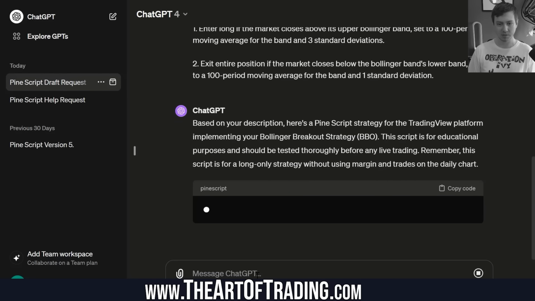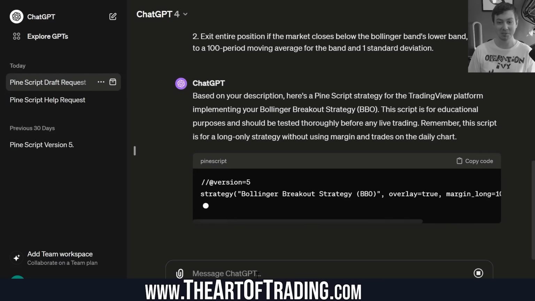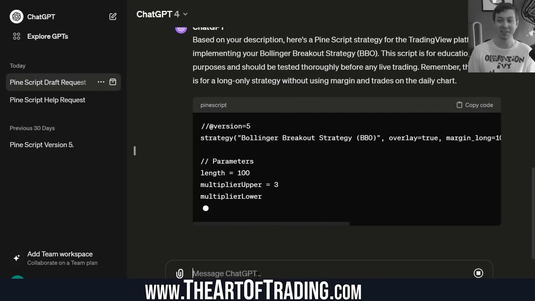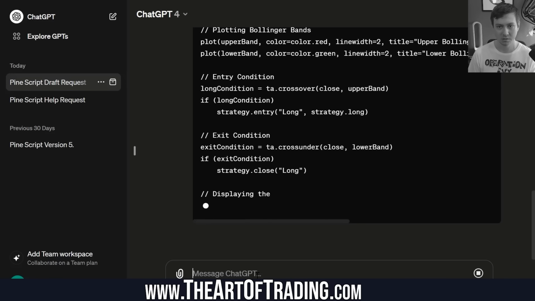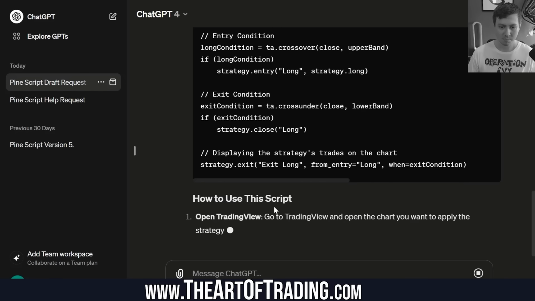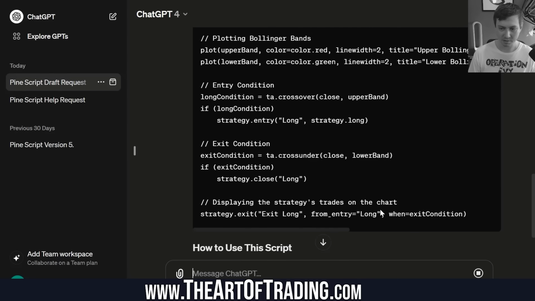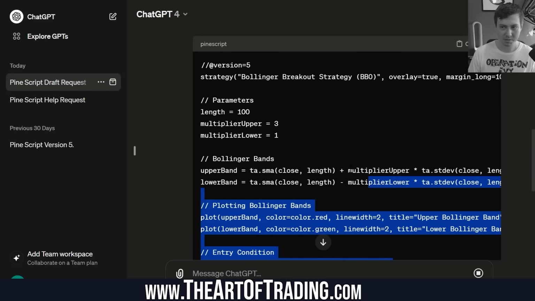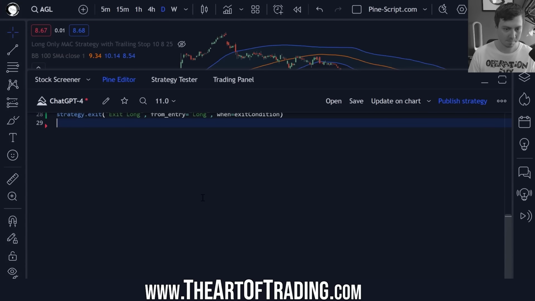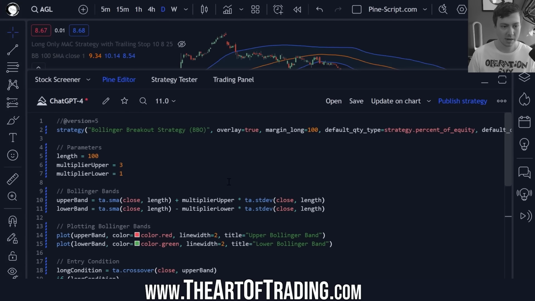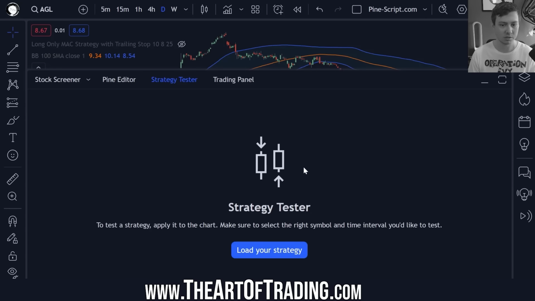Here we go. This script is for educational purposes and should be tested thoroughly before any live trading. Good advice. It's doing the disclaimer for me. So far, looks okay. It's not a perfect script. I don't need to hear it tell me how to do this. Let's just copy this code, or you can click up here, copy code, jump over to my charts, paste it in. Now, I've just pasted this in completely from the ChatGPT code box. Let's save the script, see if it works.